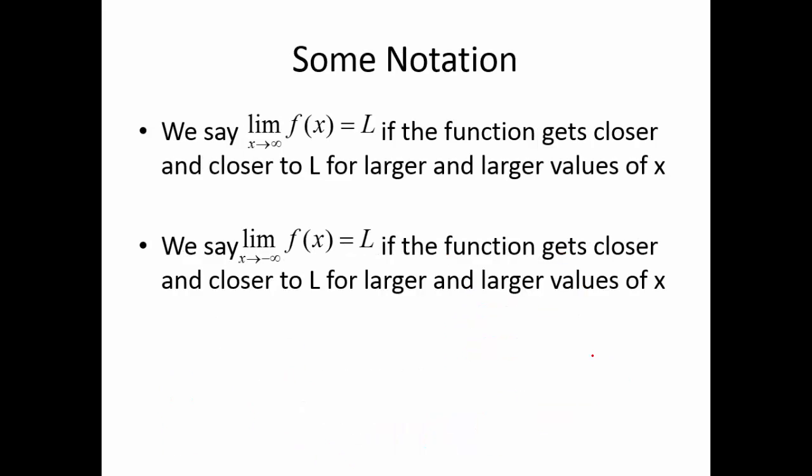Okay, so just some notation from the last slide. We say the limit as x approaches infinity of f of x equals a value called L if your function gets closer and closer to that value L for larger and larger values of x. And likewise with negative infinity, the limit as x approaches negative infinity of f of x equals a value L if your function gets closer and closer to L for, sorry, that's a typo, it should be smaller and smaller values of x. So we're really talking about just really big x's, really small x's. Can we come up with a pattern of where the function goes?